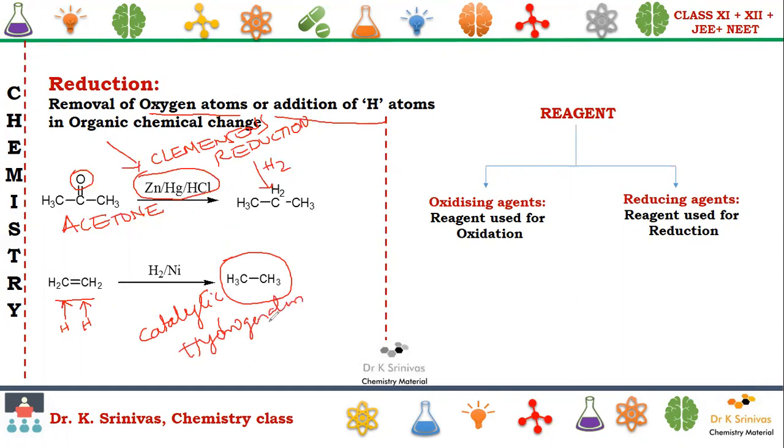Now, let us try to understand in detail. The reagents which are used for oxidation are known as oxidizing agents. Reagents which are used for reduction are known as reducing agents. In one simple line, oxidizing agents are the agents which oxidize the other and internally get reduced. Similarly, reducing agents are the agents which reduce the other and internally get oxidized.